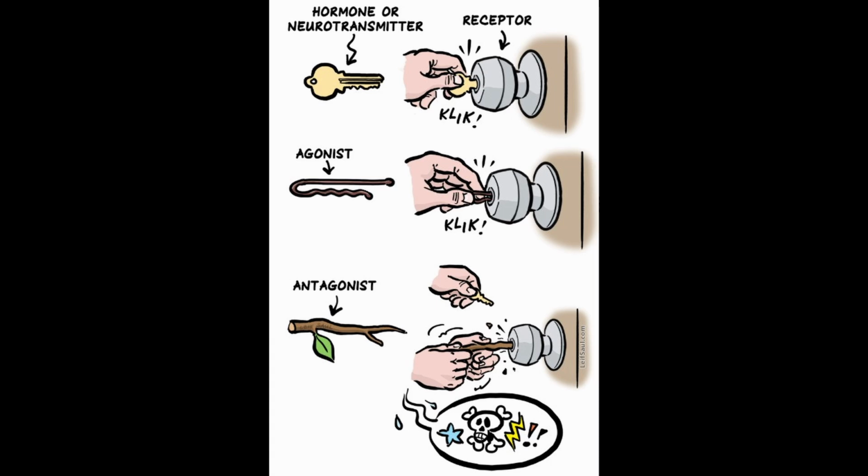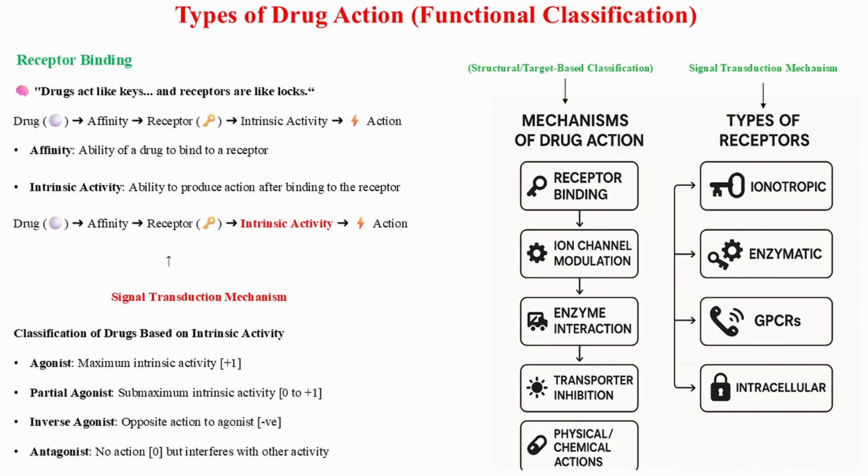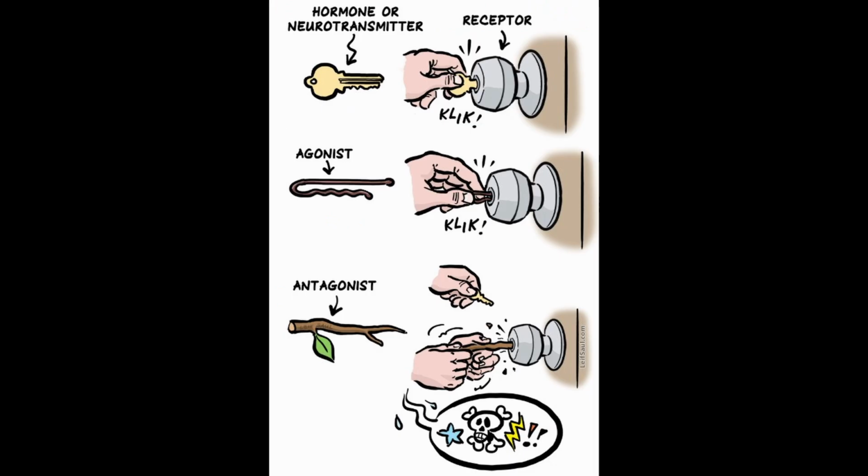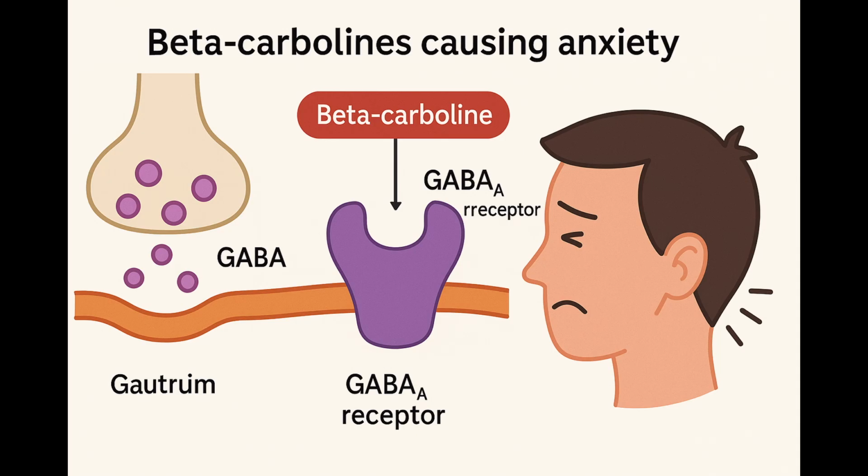Coming to the next one is an inverse agonist. Those are like rebels. They bind and do the opposite, flipping the action in reverse, negative activity. Example, beta-carbolines causing anxiety. So now let's see what are beta-carbolines and how they work.